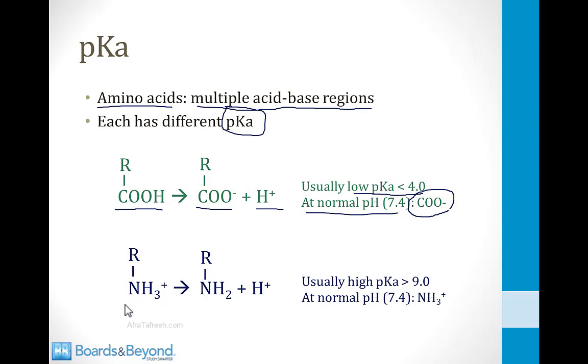The amine groups, on the other hand, have an R attached to an NH3 plus group, which can dissociate into an NH2 group plus a hydrogen atom. These usually have a high pKa greater than 9 or so, and so at normal plasma pH of 7.4, you will be more likely to find them in the NH3 plus form.